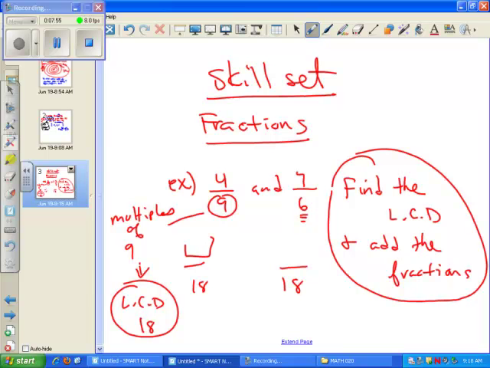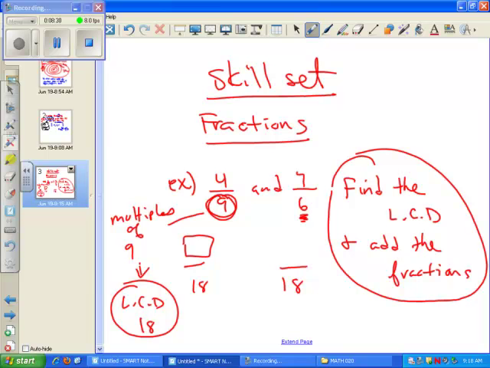4/9 is equivalent to blank over 18. No, I was just saying for the LCD. To identify an LCD, you would take multiples of the larger number. So multiples of 9, 18, 27, until you hit something that 6 goes into as well. So, can I pick 27 as the LCD? No, because 6 doesn't go into 27. But can I pick 18 as the LCD? Yes, because 6 divides into 18.